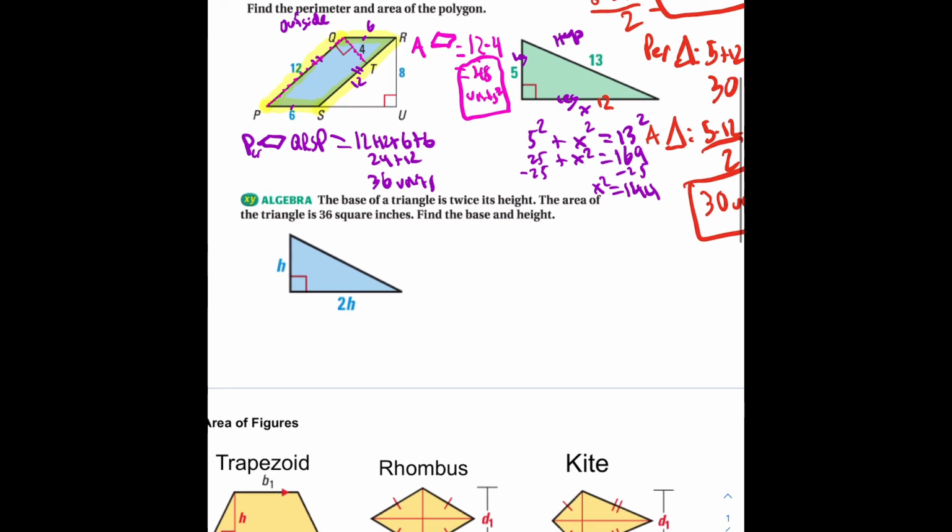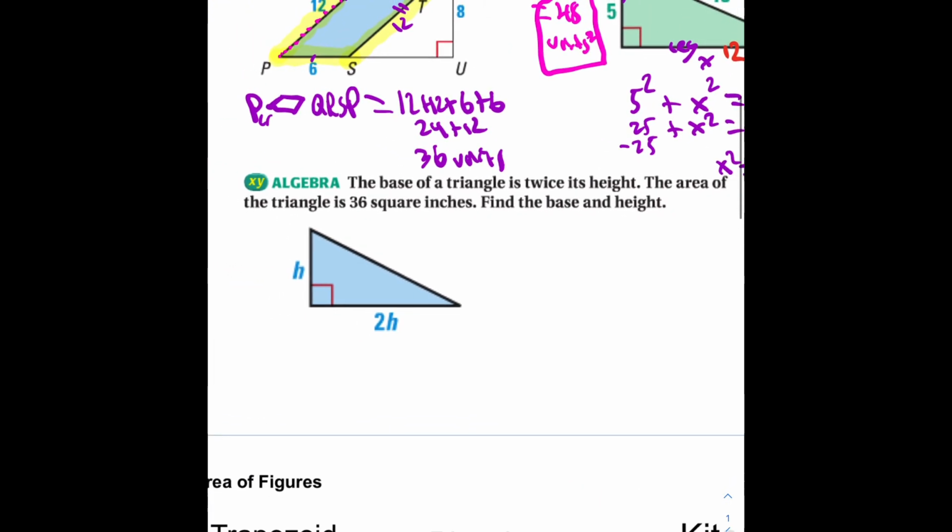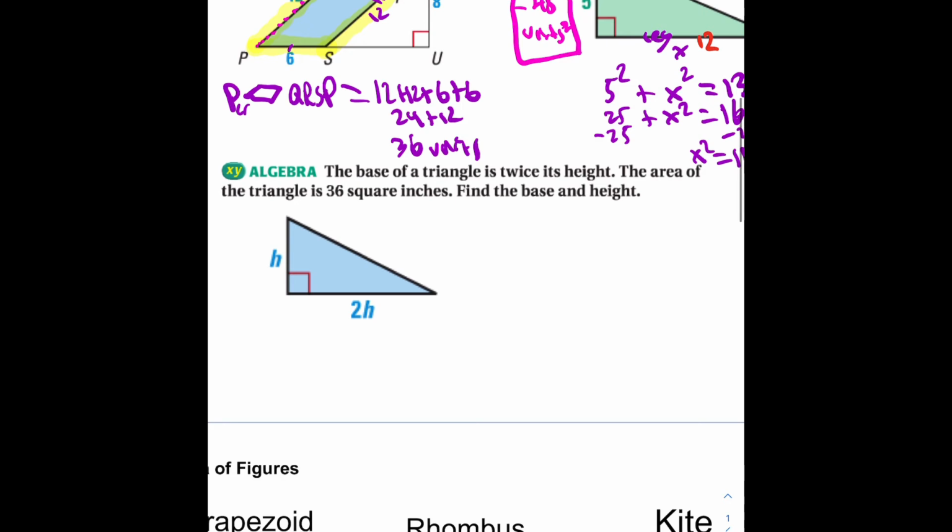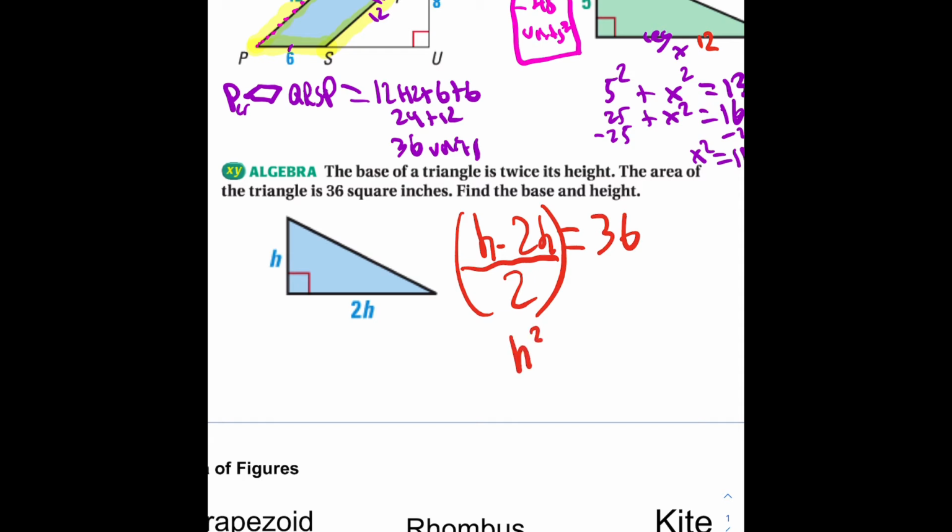The base of a triangle is twice its height. The area of the triangle is 36 square inches. Find the base and the height. So we kind of have a picture. Again, that's helpful because I can say h times 2h equals 36. But I have to remember that my formula for a triangle is divided by 2. So again, if I'm just trying to simplify, I get h squared equals 36, which means h equals 6.